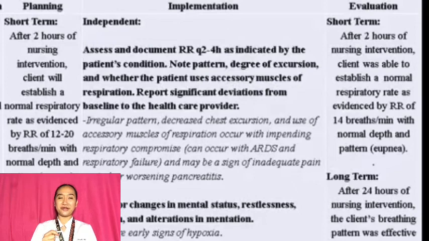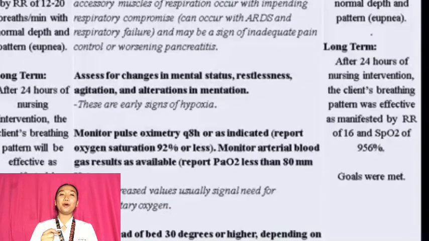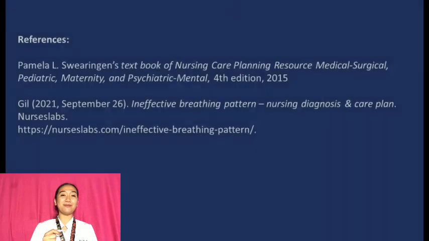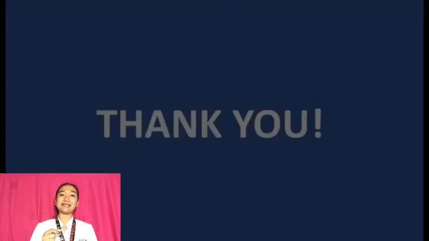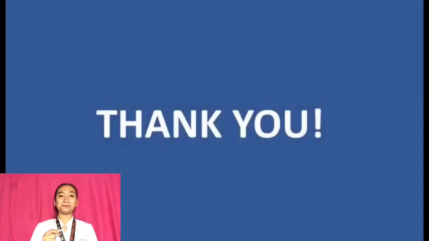And for the evaluation, the short term: after 2 hours of nursing intervention, the client was able to establish a normal respiratory rate, as evidenced by the respiratory rate of 14 breaths per minute, the normal depth and pattern eupnea. For the long term: after 24 hours of nursing intervention, the client's breathing pattern was effective as manifested by the respiratory rate of 16 and the SpO2 of 96%, and the goal was met.